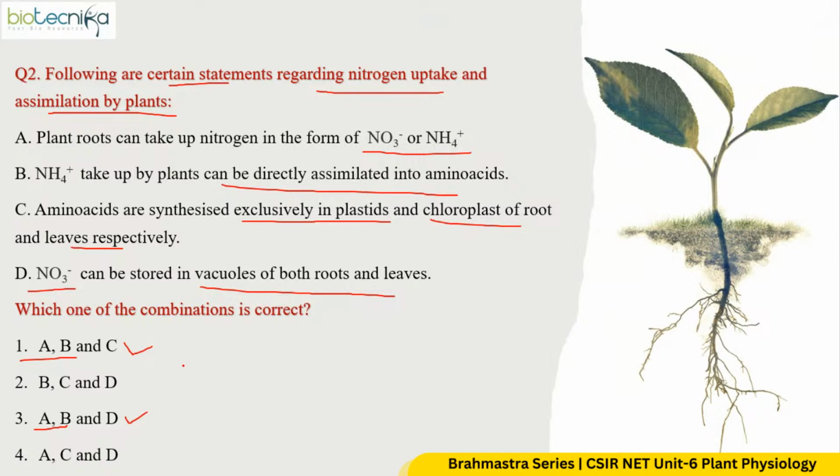Okay, let's find out what the correct answer is. Okay, Elna, it is 3. Okay. And yes, you all are absolutely correct. It is A, B, and D. So why is statement C incorrect? Do you have an answer for that? Why is statement C incorrect? NO3 in excess and NO2 is toxic, so cannot be stored in vacuoles. Yes.